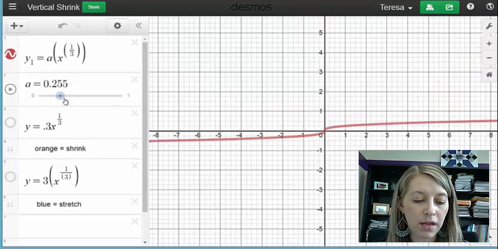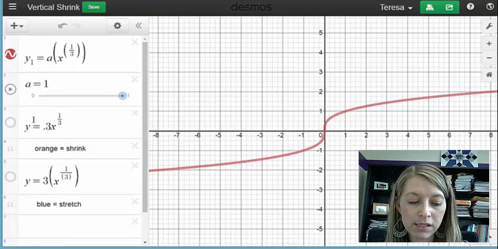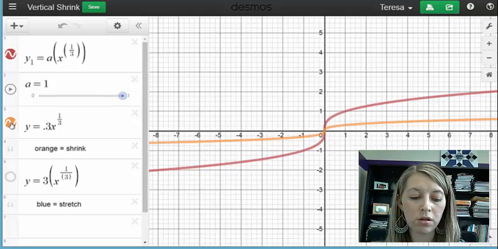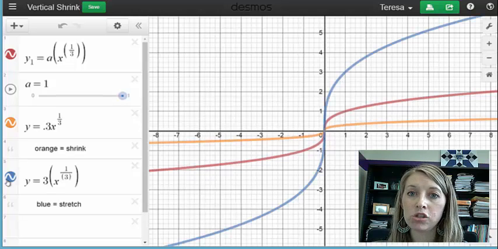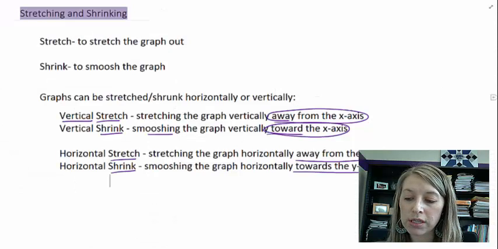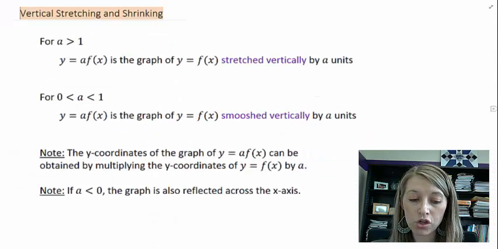And let me do the same thing here. So this is my standard in red. Orange is a smushed graph. This is vertical. And blue is a stretched graph. This is horizontal. So you can see how all of these, this is vertical. So you can see how all of these things happen. Okay, let's see how it actually looks in our function format.